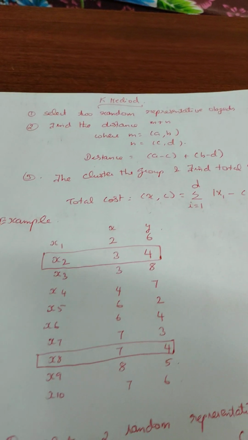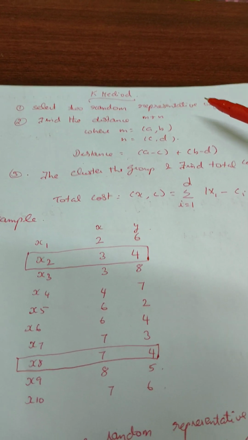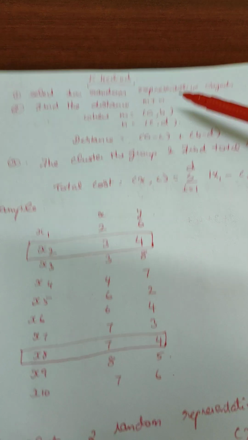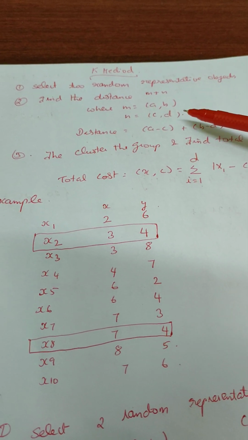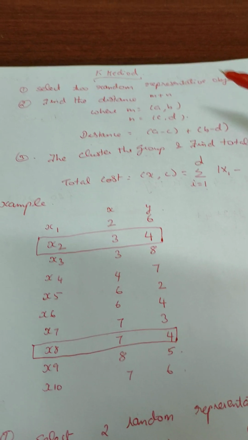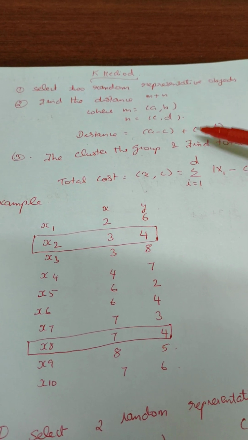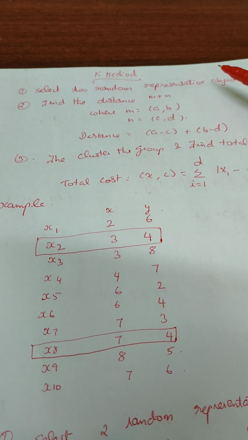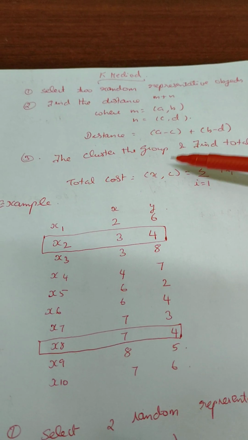Guys, now we are going to see about k-medoid. K-medoid is one of the clustering algorithms. It is used to find the similarity between the objects by using the distance measure. To apply this k-medoid algorithm, we have initially 3 steps.